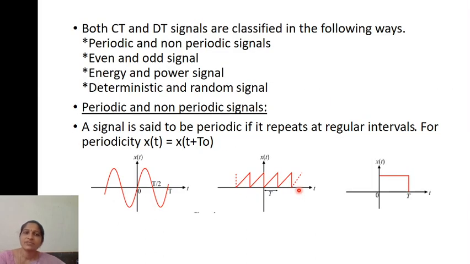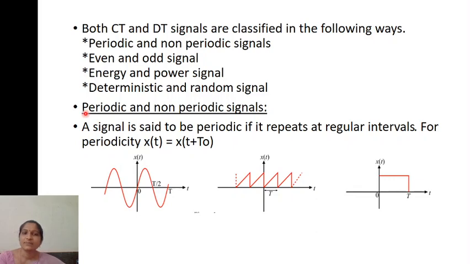Both the continuous time signal and the discrete time signal are classified into four types. The first one is periodic and non-periodic signals, the second one is even and odd signals, the third one is energy and power signals, and the fourth one is deterministic and random signals.